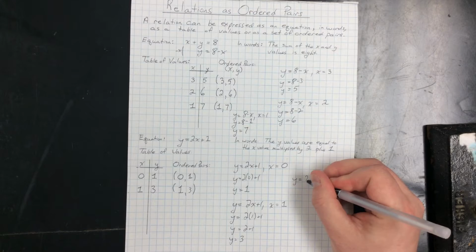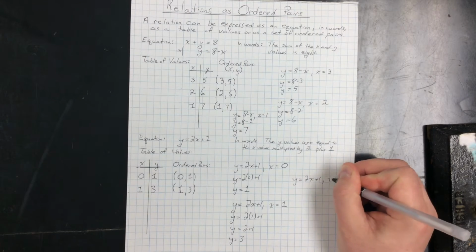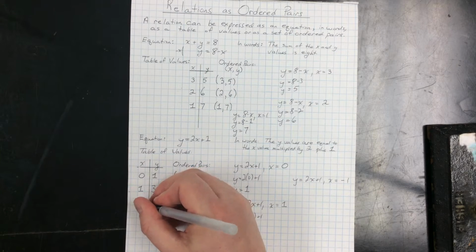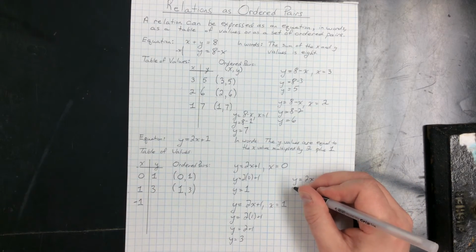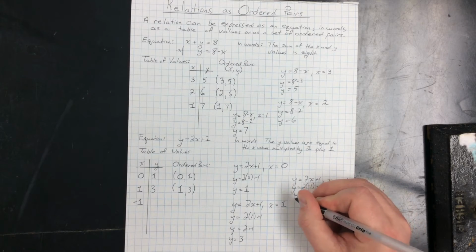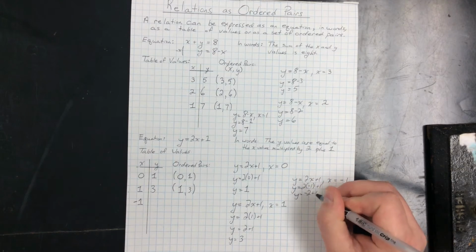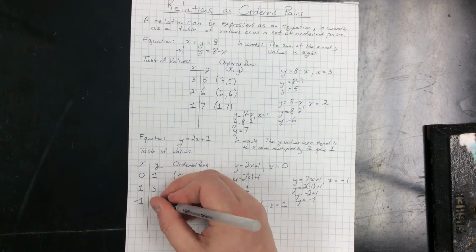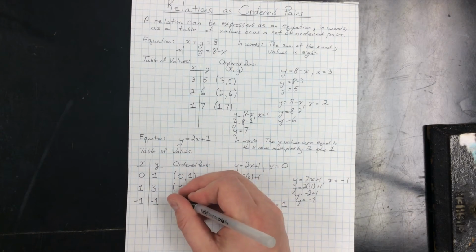So I take my original y is equal to 2x plus 1, and let's go with x is equal to negative 1. So y is equal to 2 multiplied by negative 1 plus 1, y is equal to negative 2 plus 1, y is equal to negative 1. So negative 1 and negative 1 are also a pair.